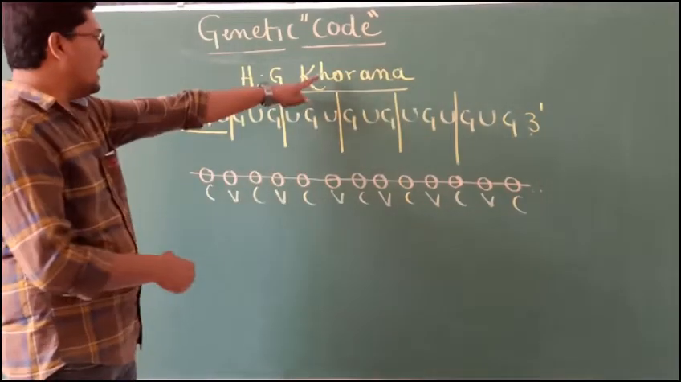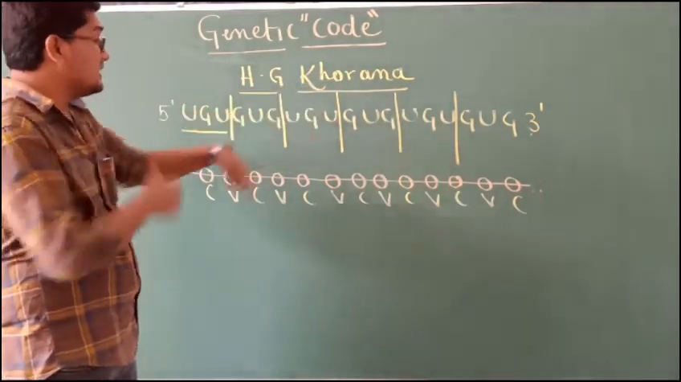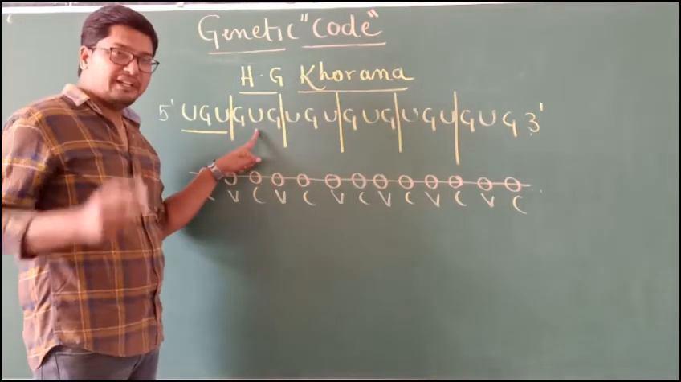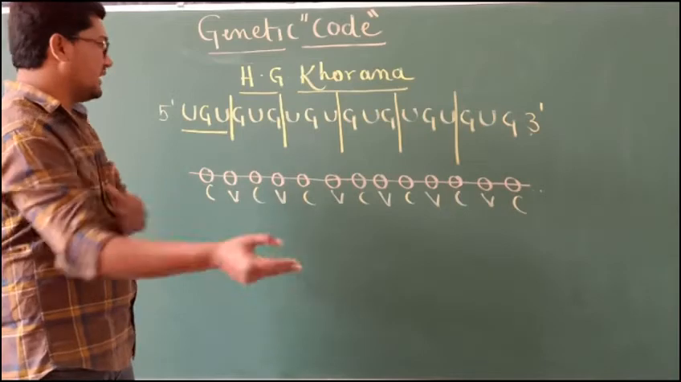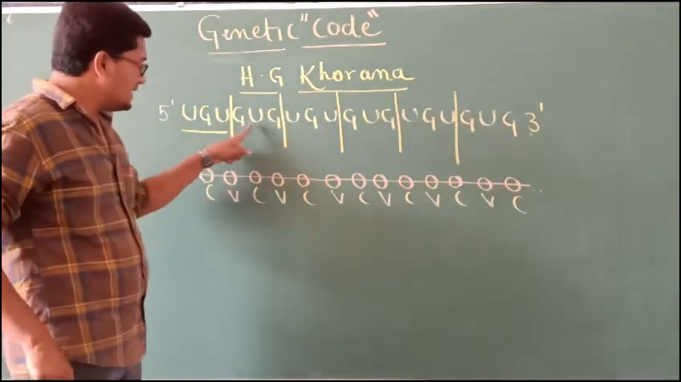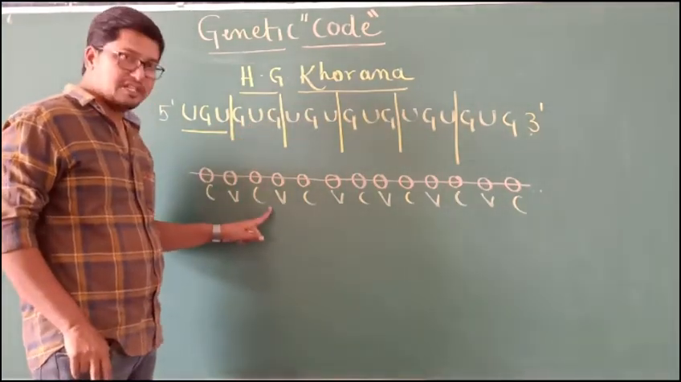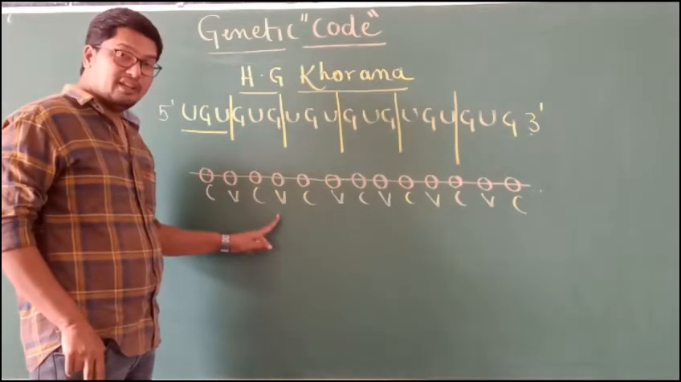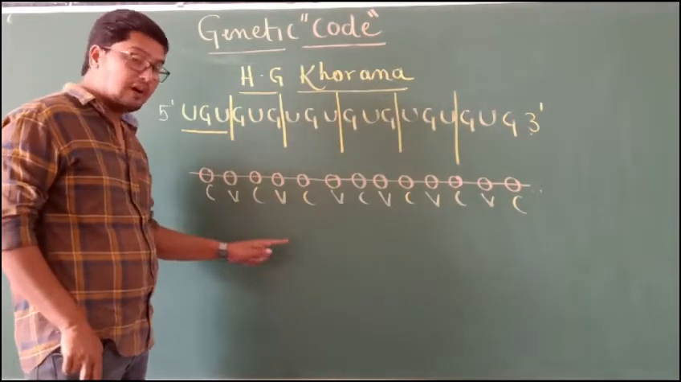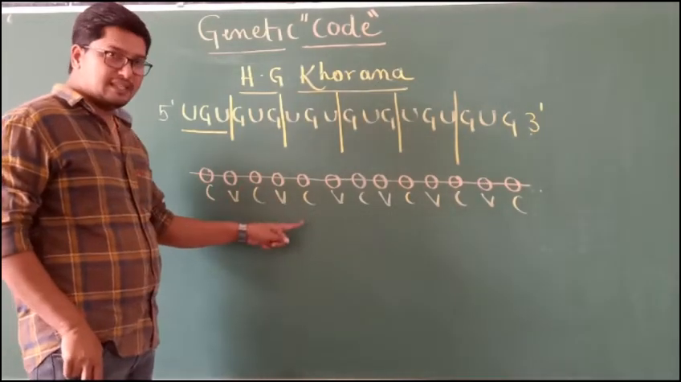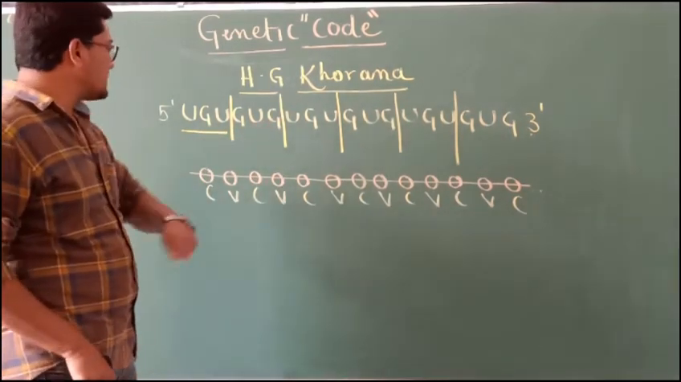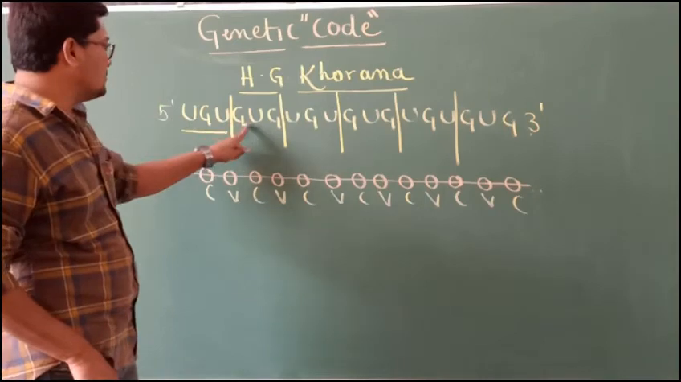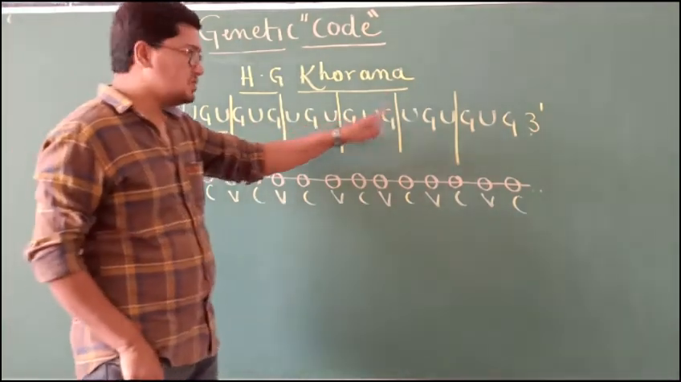But when Hargobind Khurana synthesized an mRNA in the laboratory with only two nucleotides, that is uracil and guanine nucleotide continuously, when this mRNA was used for translation, a polypeptide chain with alternative sequence of cysteine, valine is synthesized. Then Hargobind Khurana said, you must read this code as a triplet, that is UGU, GUG, UGU, GUG like this.